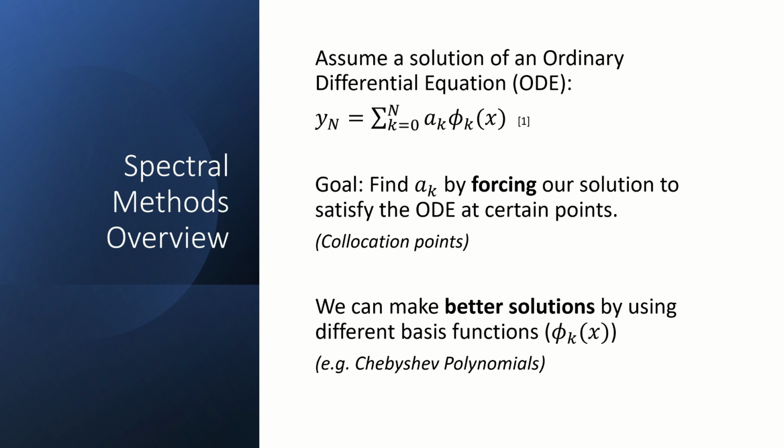Then, to find ak, we're going to force our assumed solution to satisfy the ODE at certain points, which we're going to call our collocation points. Then if we'd like to increase the accuracy of yn, we can increase the number of collocation points, i.e. increase the number of places where yn satisfies the ODE, but in return this is going to require more computing power. Now alternatively, we could change our choice of basis to get better solutions, but this is a large area of study, and instead we're just going to look at results from particular choices today.